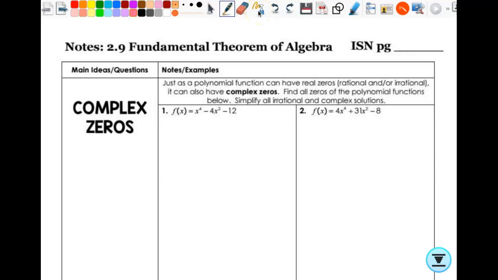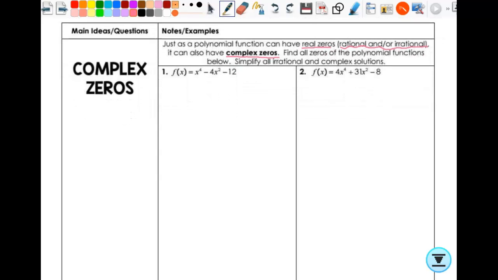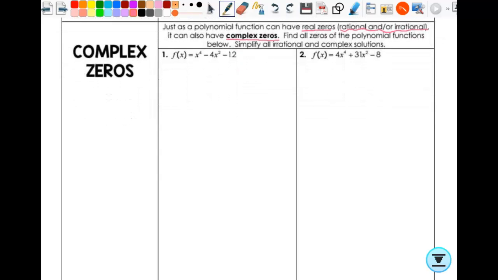All right, and this is going on 48 when we are done. So, just as a polynomial function can have real zeros, like we've seen, they can be rational or irrational, like we just found, it can also have complex zeros. We're going to find all the zeros of the polynomial functions and simplify everything.